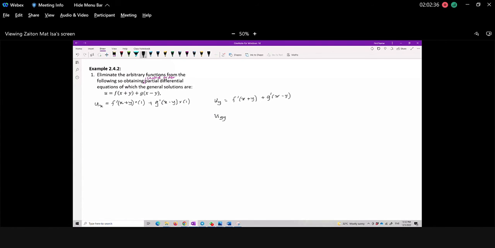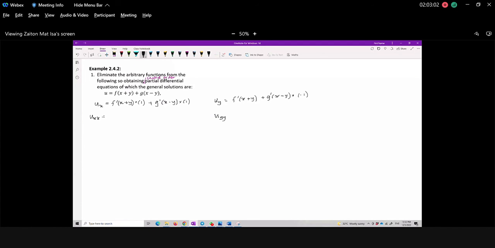For this one, if you forgot to times with the derivative of the one inside the bracket, you will get it wrong, because it will be times with minus 1. You differentiate x minus y with respect to y, it will give you minus 1. Okay, you have to be careful with that. From ux, let's find uxx.